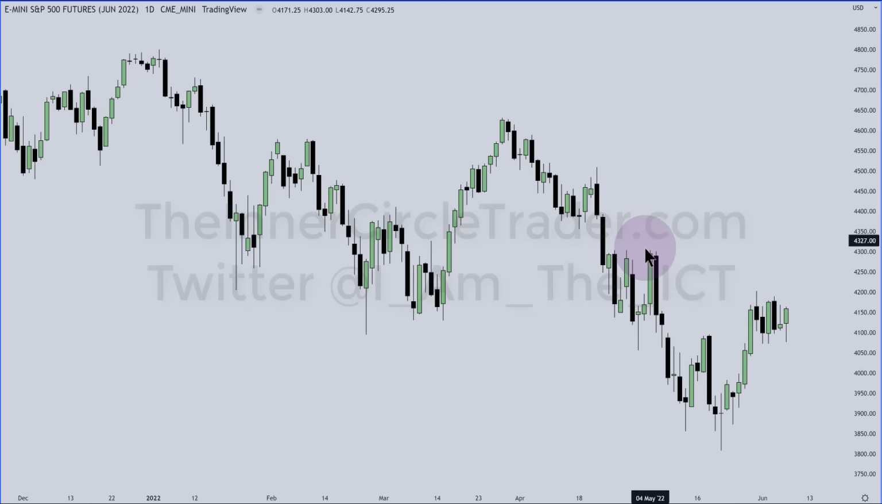But I'm not co-signing that just yet. Right here and here is enough, okay? So we're expecting higher prices after this shift in intraday volatility. So we'll look at that now going into the lower time frames.